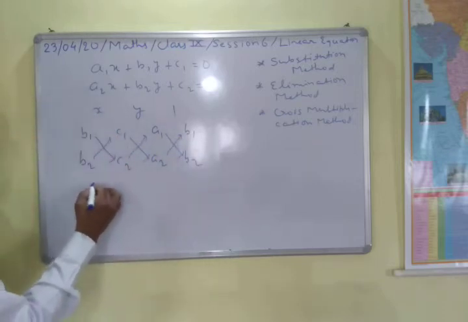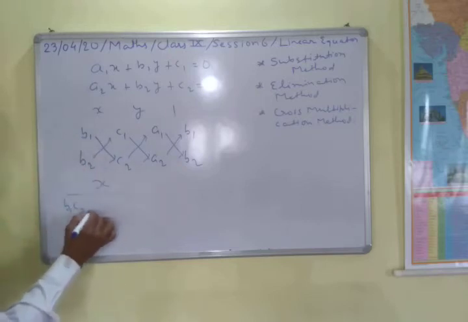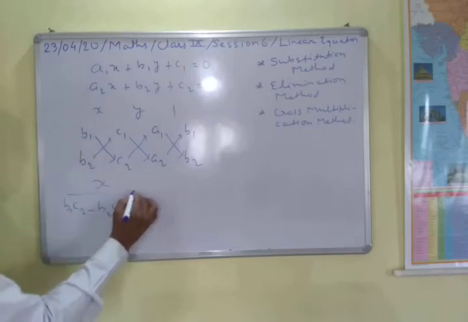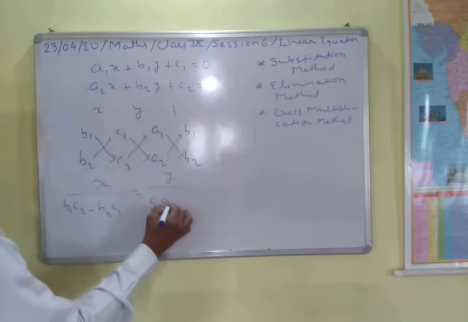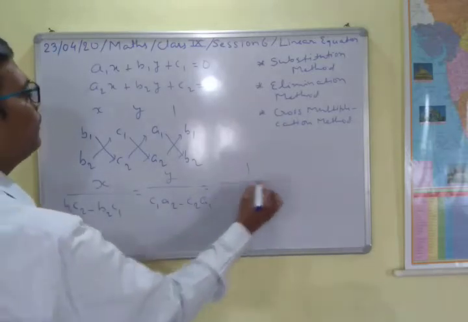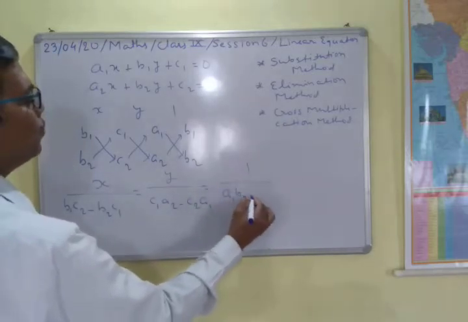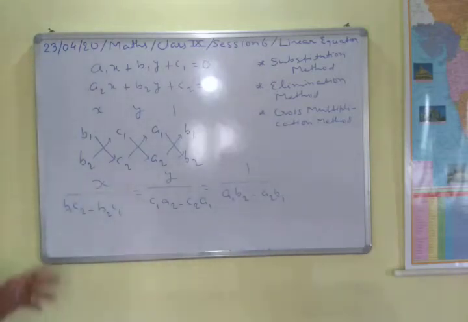So x by b1 c2 minus b2 c1 is equal to y by c1 a2 minus c2 a1 is equal to 1 by a1 b2 minus a2 b1. So this is the solution of this equation, and I will give you one example to solve this.